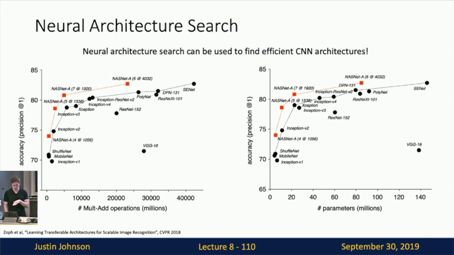So here on the x-axis, we're showing the computational cost of running the neural network, that is the number of multiply adds, and the y-axis now is the accuracy on ImageNet. And you can see that all these dots correspond to different neural network architectures that we've talked about in this lecture. And all these red lines correspond to different neural network architectures that were learned using a neural architecture search method. And what you can see is that this neural architecture search method was able to learn a set of different architectures that achieved higher accuracy at lower computational cost compared to other architectures. So that's kind of a next frontier in neural network architecture design.